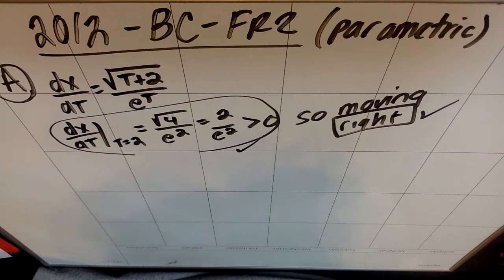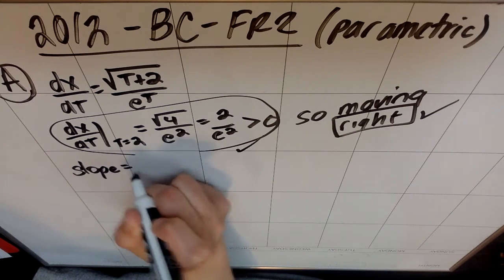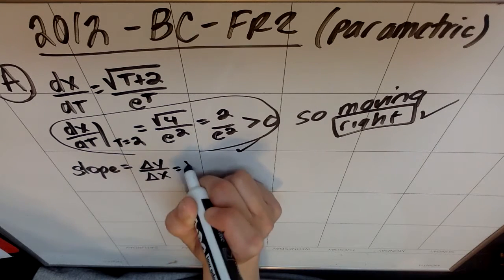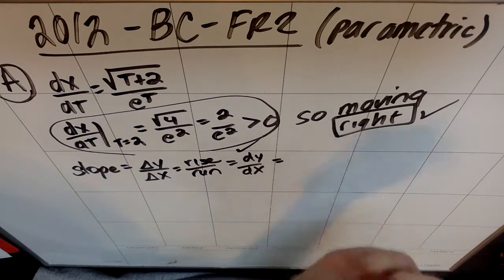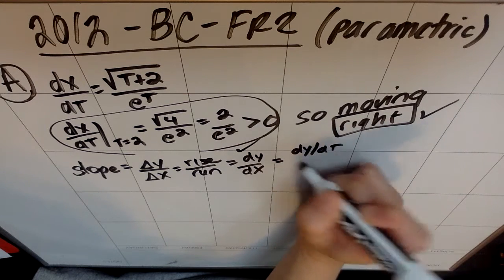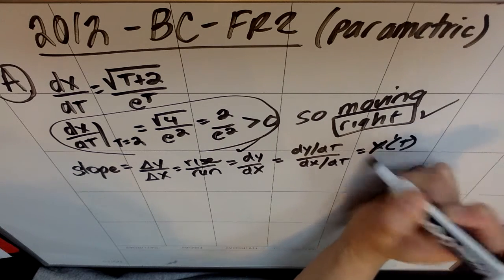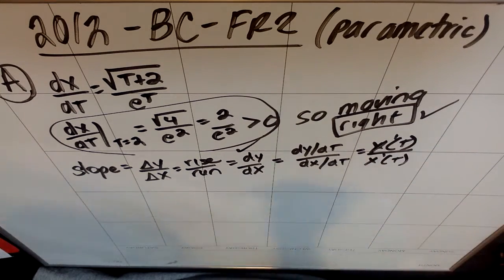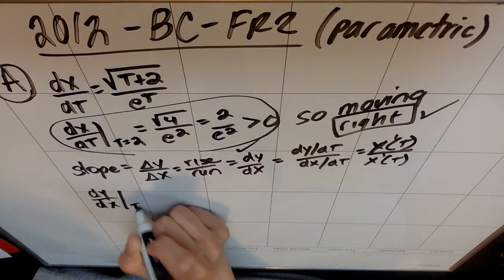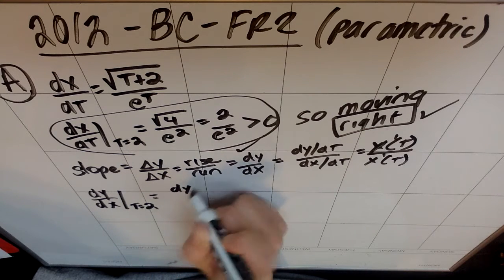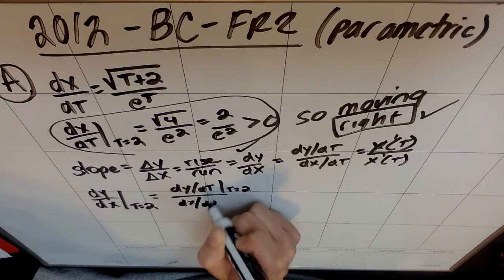Third part, find the slope of the path of the particle at time t equals 2. So slope is always and forever going to mean change in y over change in x, or rise over run, or dy/dx. But when we talk about parametrics, we write that as dy/dt over dx/dt. Or sometimes you'll see it as y prime of t over x prime of t. All right, so when we go to do the second part of this question, I want to find dy/dx at the moment when t equals 2. So that's going to be dy/dt evaluated at t equals 2 over dx/dt evaluated at t equals 2.